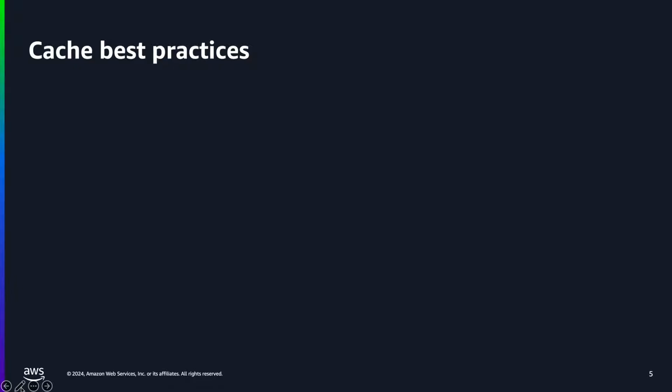Now, let's talk about cache disk best practices. Your gateway uses its cache storage to provide low latency access to your recently accessed data. And the cache disk acts as the on-premises durable store for data that's pending upload to Amazon S3.